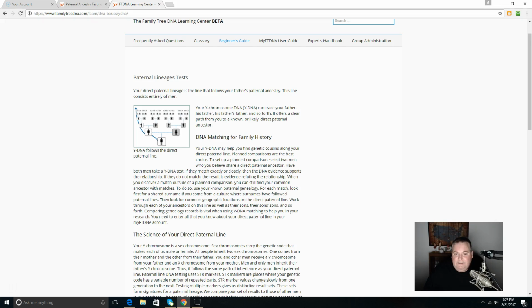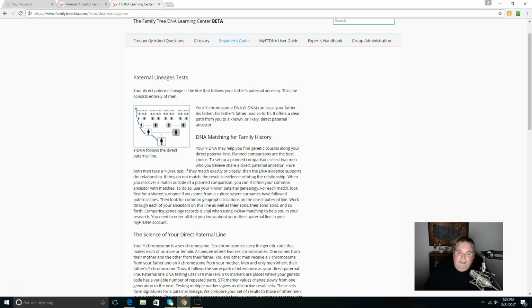Now, along the way, you can also find genetic cousins along your direct paternal line. Planned comparisons are the best choice. To set up a planned comparison, select two men who you believe share a direct paternal ancestor. Have both men take a Y-DNA test. If they match exactly or closely, then the DNA evidence supports the relationship. If they do not, the result is evidence refuting the relationship.